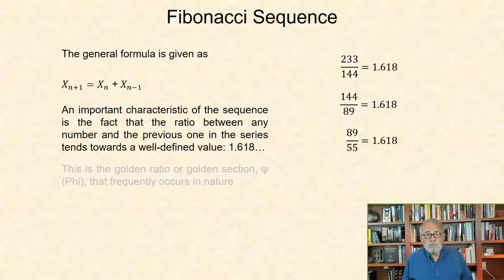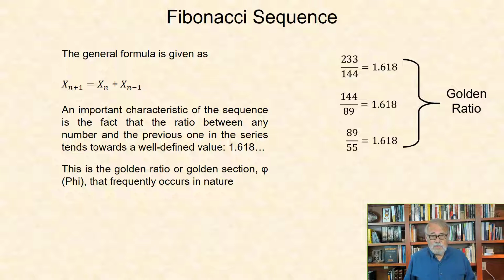An important characteristic of the sequence is the fact that the ratio between any number and the previous one in the series tends towards a well-defined value, 1.618. This is the golden ratio that frequently occurs in nature.